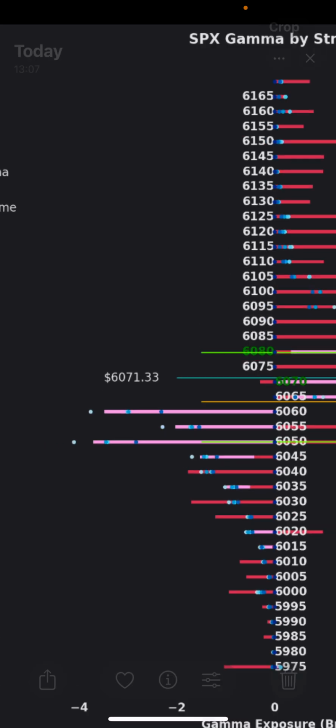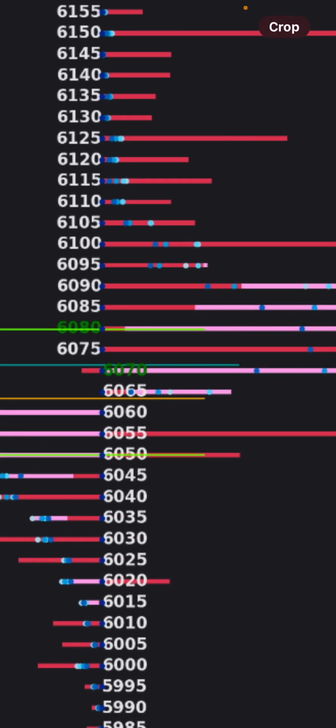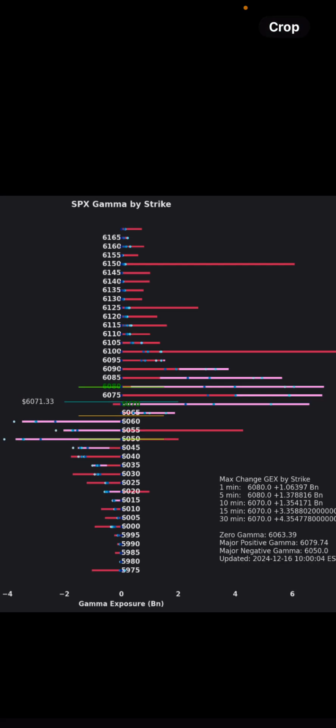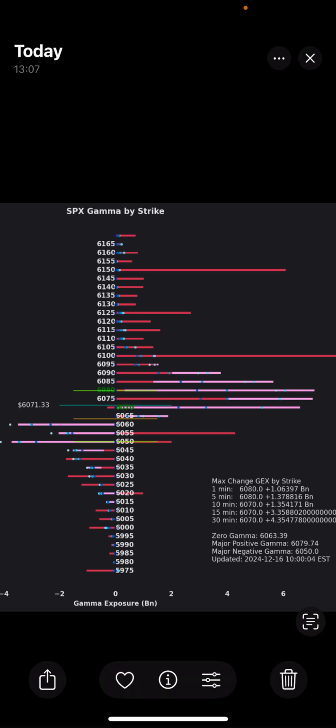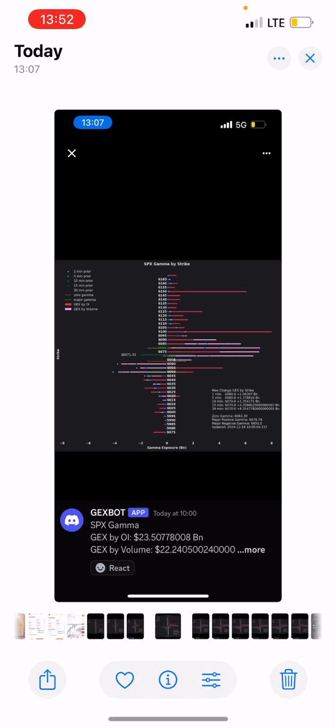So when you see the pink line shrinking down below and the pink lines growing up above, that gives you a bullish bias, and it's going to push price upwards, okay? So make note of that, okay?